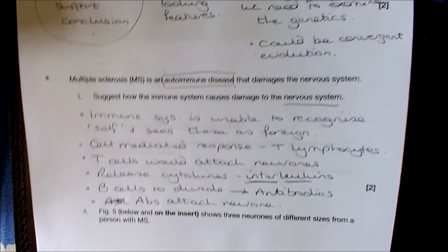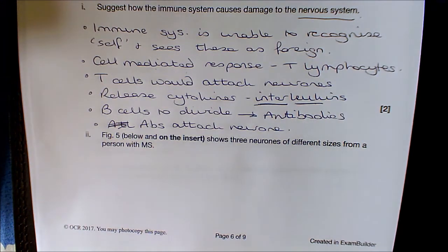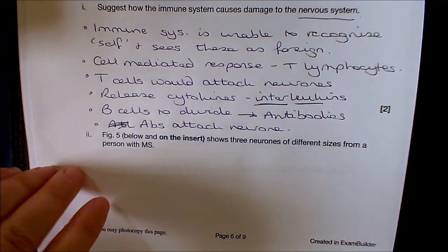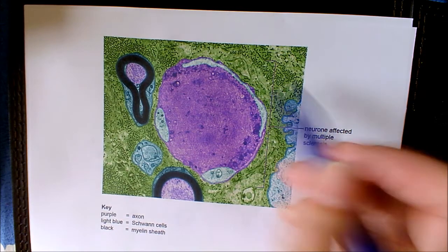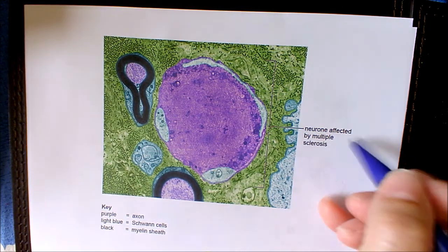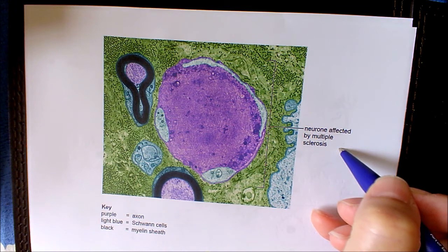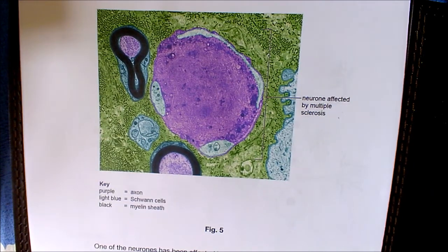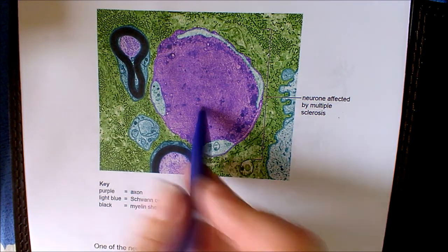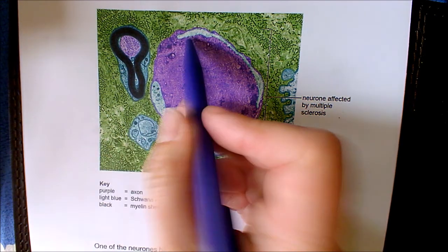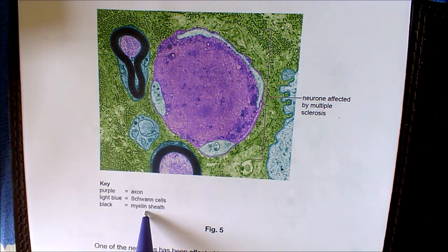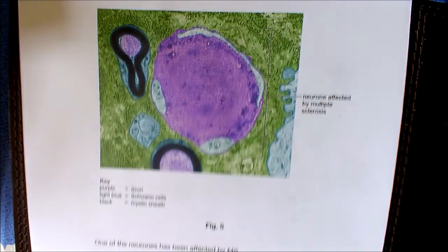Okay, next question. Figure 5 below and on the insert shows 3 neurons of different sizes from a person with MS. So let's have a look at those. Here's our figure. This one here is our neuron affected by multiple sclerosis. And we've got a little key here. The purple regions, those are the axons. The light blue are the Schwann cells. And then the black is the myelin sheath.